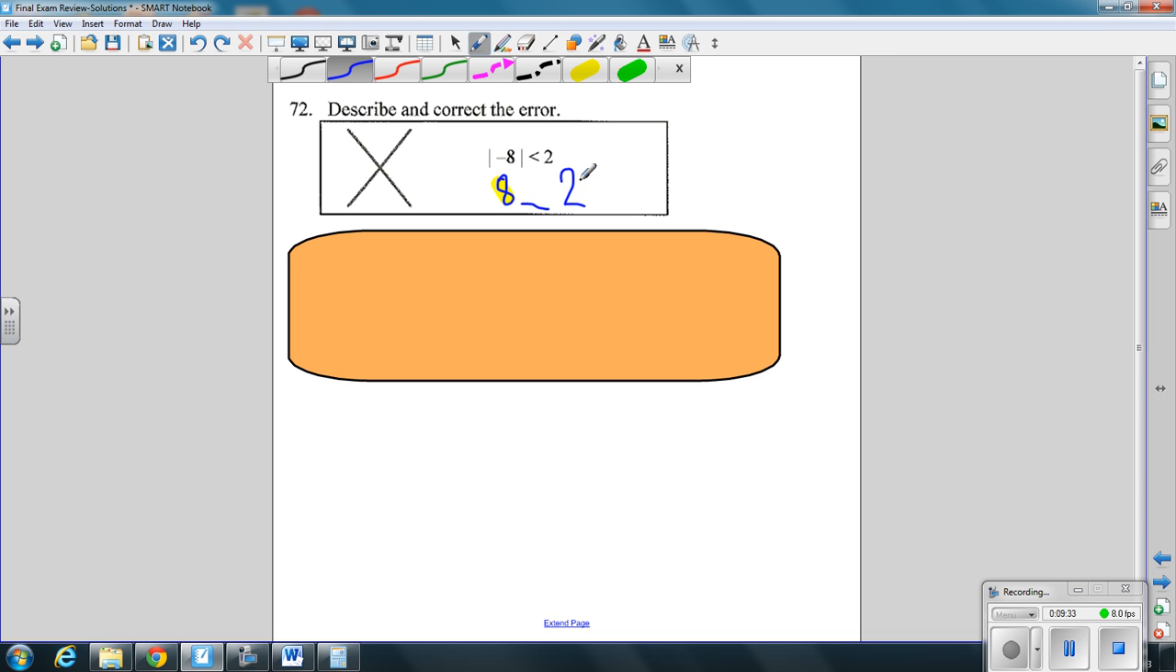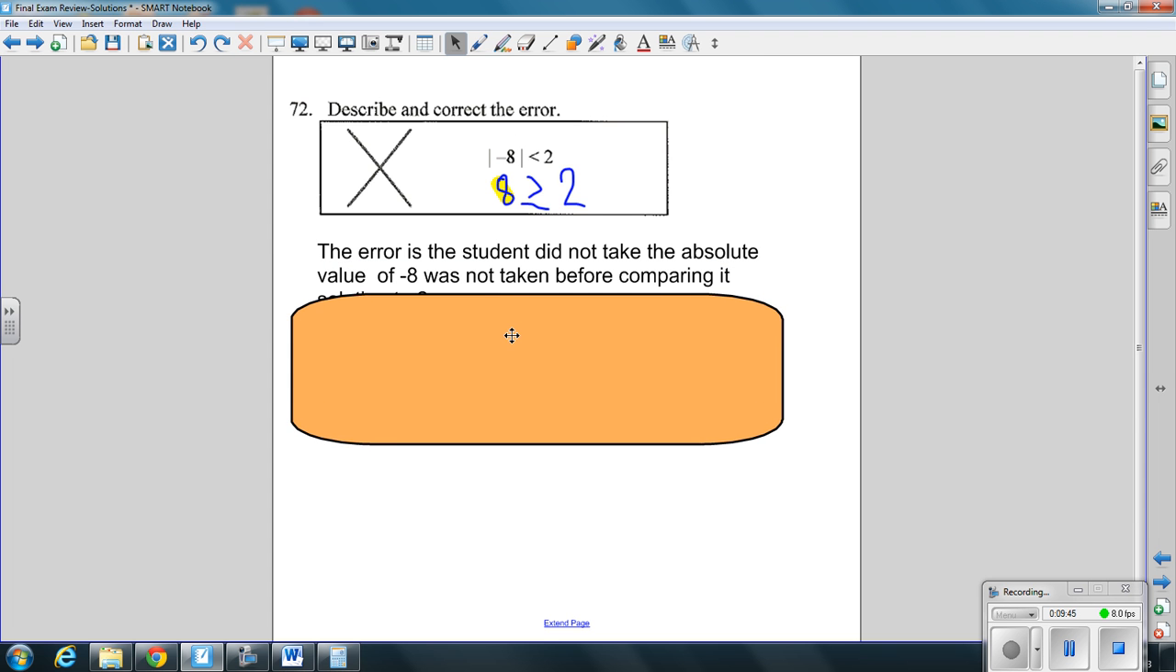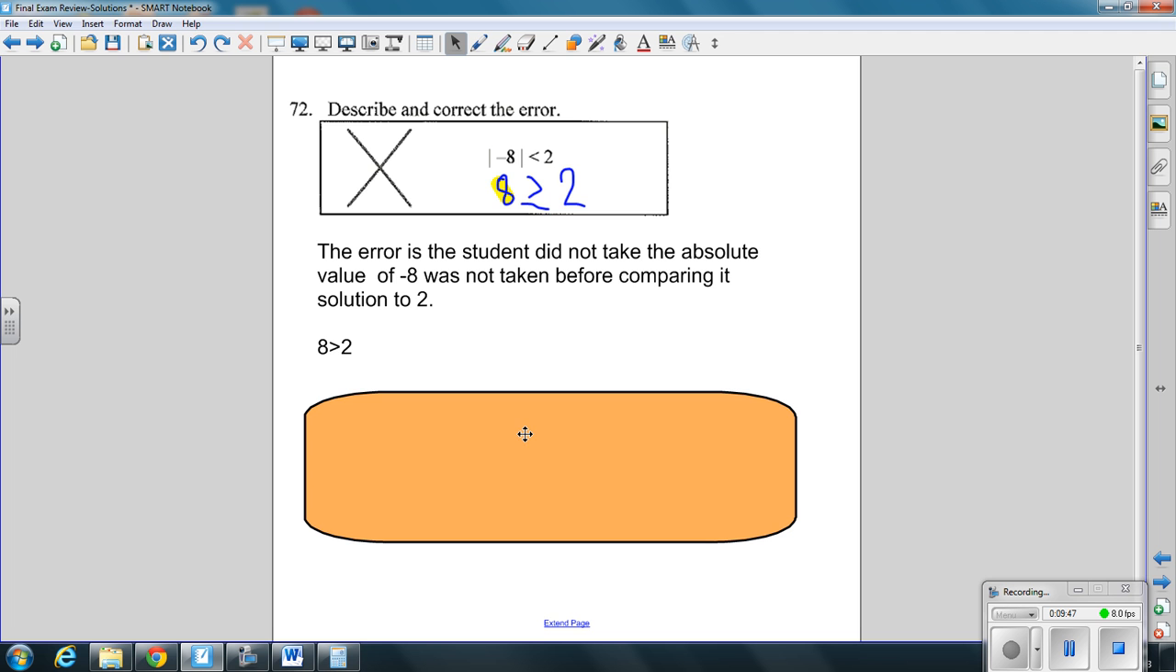All right, so if you have absolute value, you need to evaluate first. So the problem is that the student who did this problem did not take the absolute value before comparing. Okay?